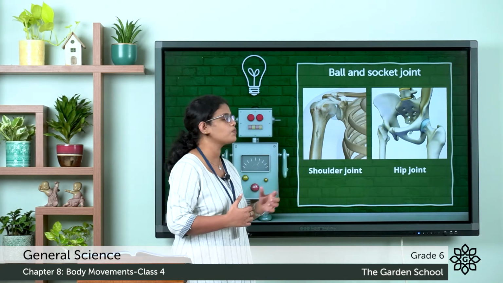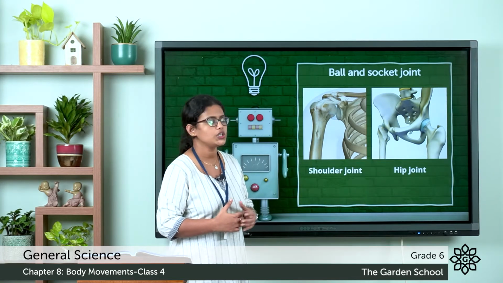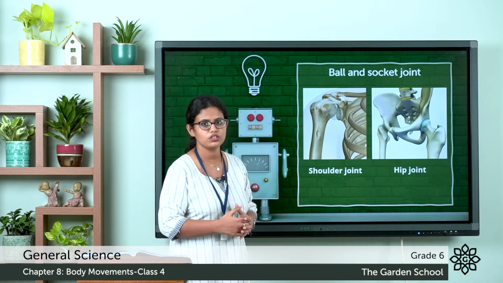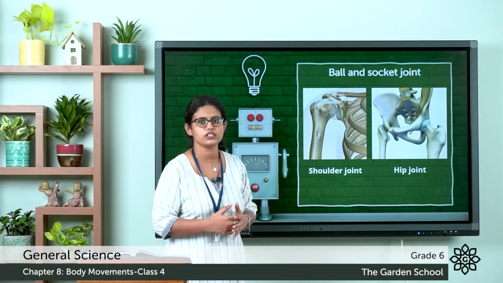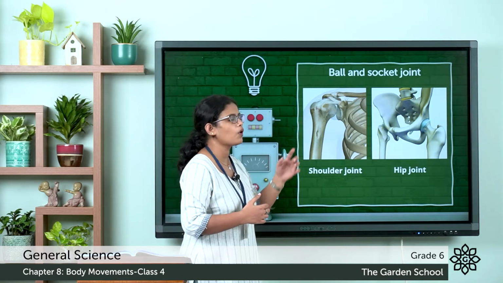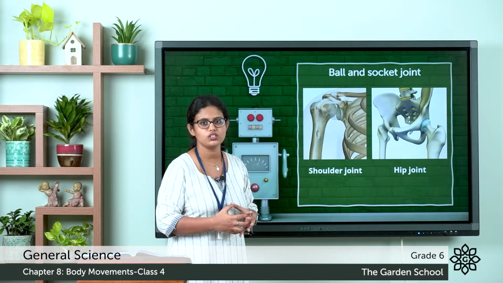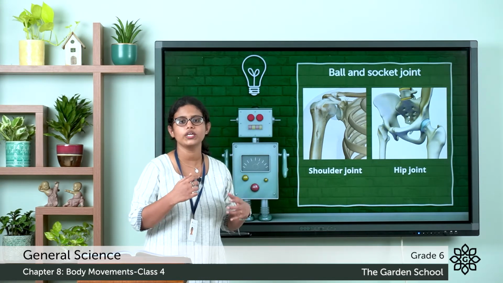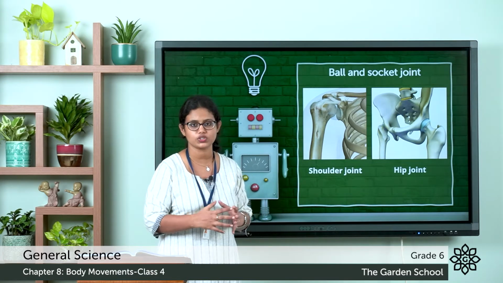If you closely observe this picture, that is the shoulder joint, you can see a ball-like structure, and here you can see a socket-like structure, and this ball-like structure fits into this socket-like structure and it allows free movement. So we can move the parts of our body in different directions.